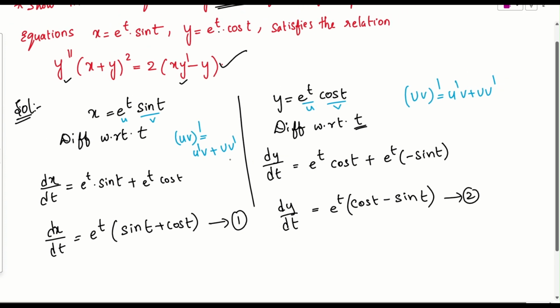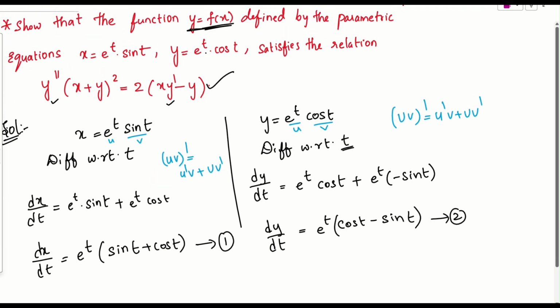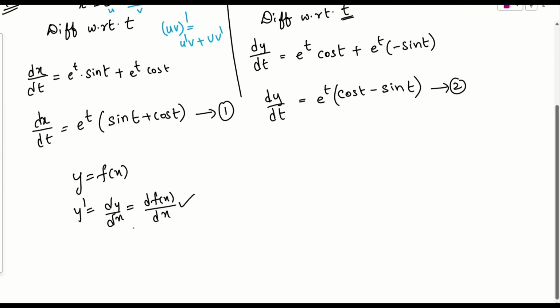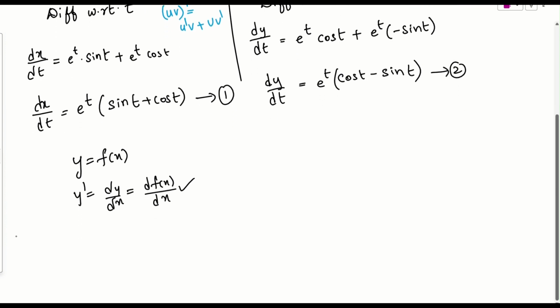What we want? y dash. What is y dash? If you have y is nothing but f of x, let me show you. If they gave y is f of x means y dash will be what? y dash is nothing but dy by dx, means d of f of x by dx. Is it okay? The same thing they are asking. Okay. So we want dy by dx. Agree? What is meant by dy by dx? This is dy by dt by dx by dt. Is it okay? So what is dy by dt?